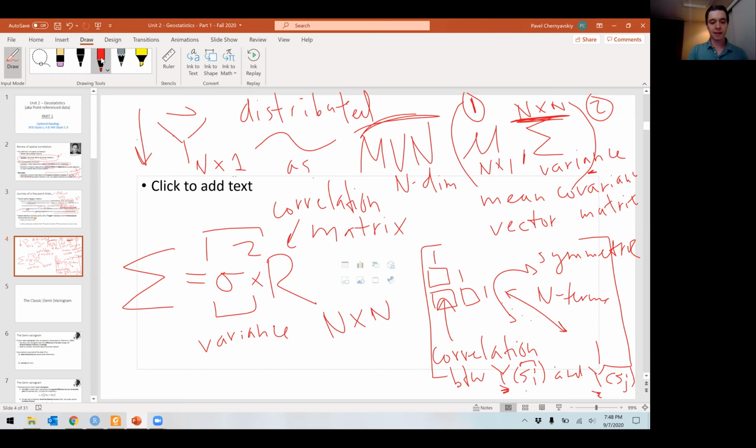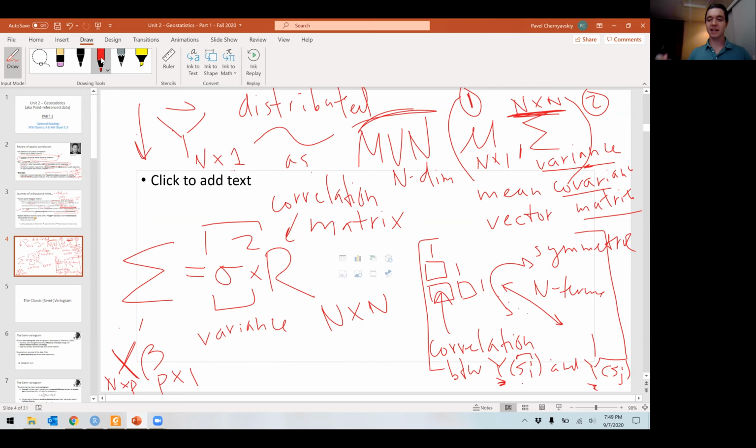You can get the mean vector pretty easily by just the usual x prime beta, because your x is your design matrix that is n by p. P is the number of covariates you have. Your beta vector is p by 1. And so what you get is an n by 1 mean vector. So that is not that interesting. The interesting bit, at least for a spatial statistician, is all about this variance-covariance matrix.